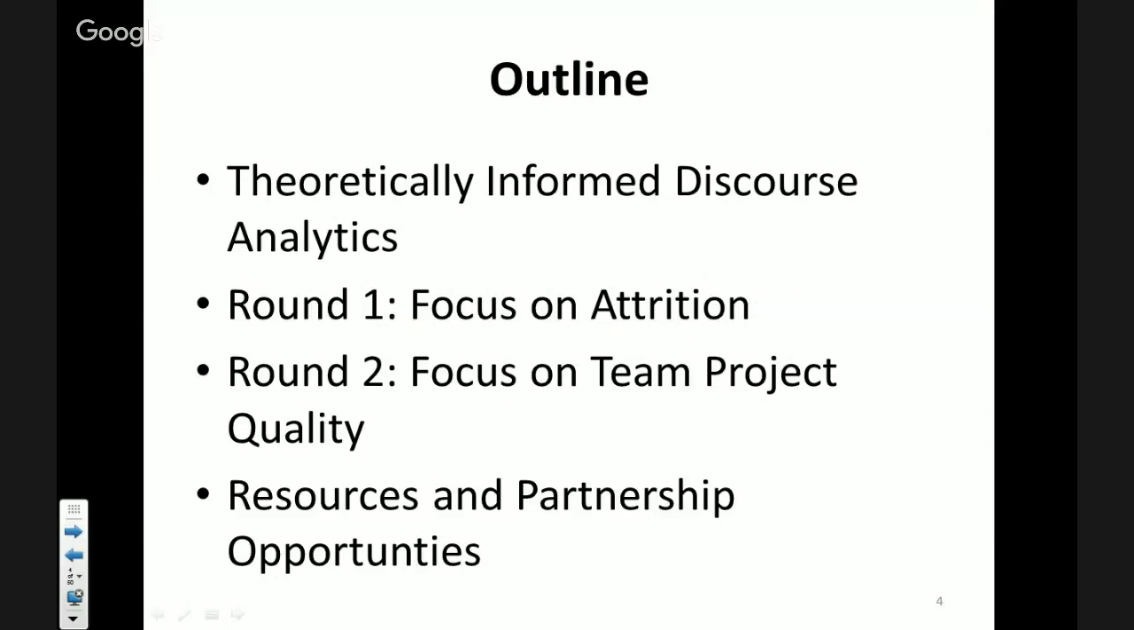And then I'm going to focus on team projects in MOOCs. How can we support them? Why are they not working well now? So what can we learn from our analysis and modeling of data that would inform how we might do a better job of supporting this kind of collaborative learning in a MOOC context? And now I'll finish with some resources and partnership opportunities.